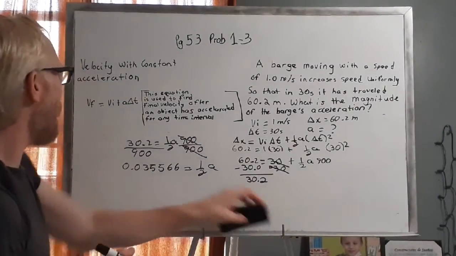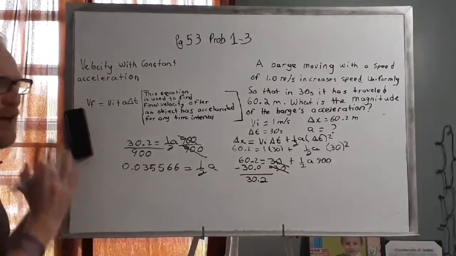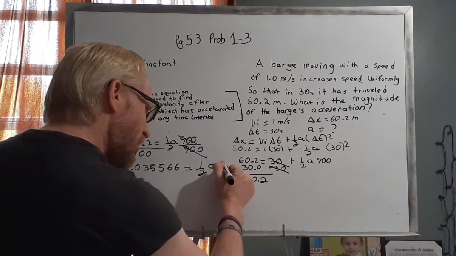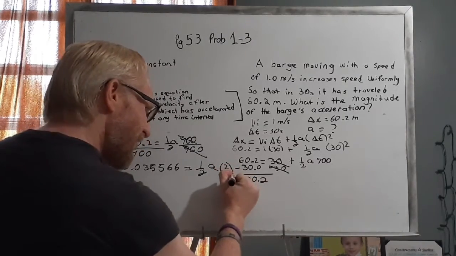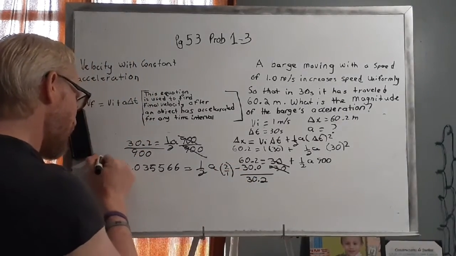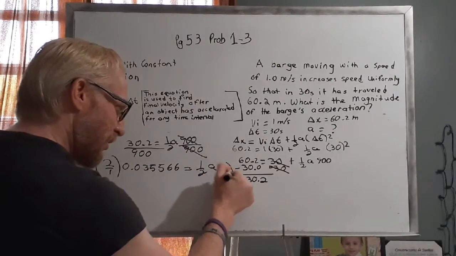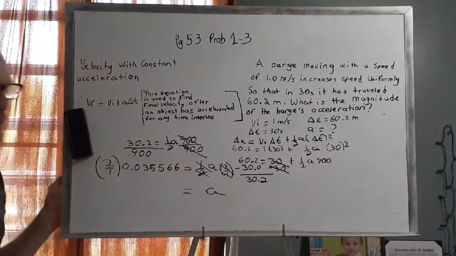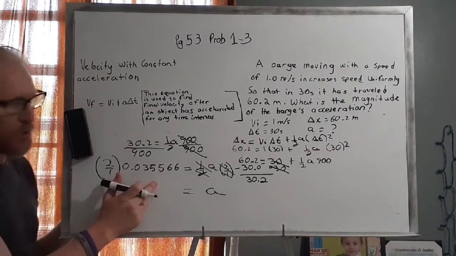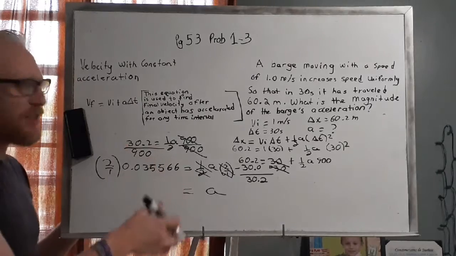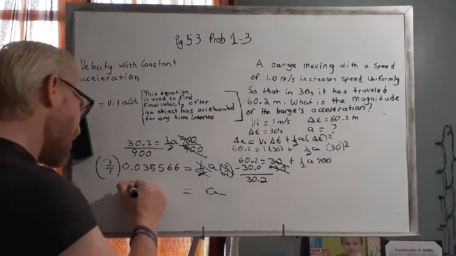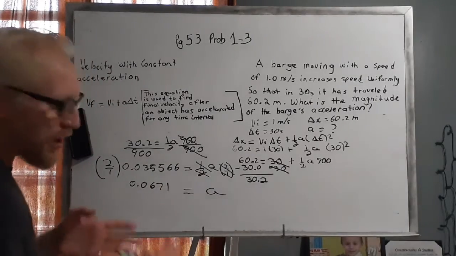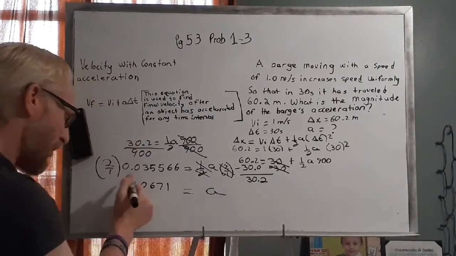But now I have to divide that by 1/2. Dividing by 1/2 is the same thing as multiplying by 2. So I'm going to invert my fraction, and this is going to be 2 over 1, and this is going to be 2 over 1 as well. And this side is going to cancel out, which means I solve for acceleration. Basically, you're going to multiply 0.03556 times 2 and divide that by 1, and that would be 0.0671 approximately.